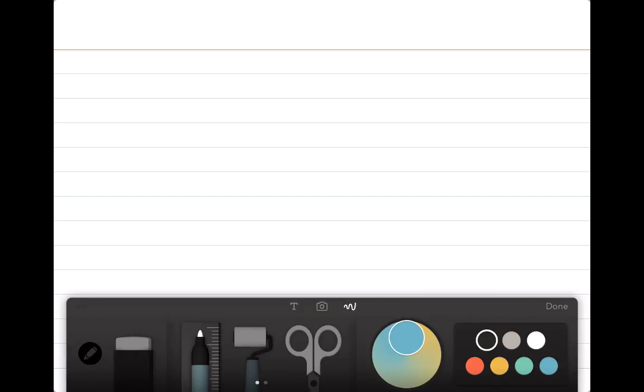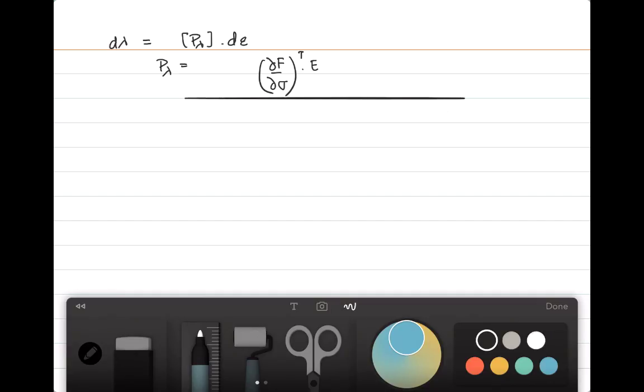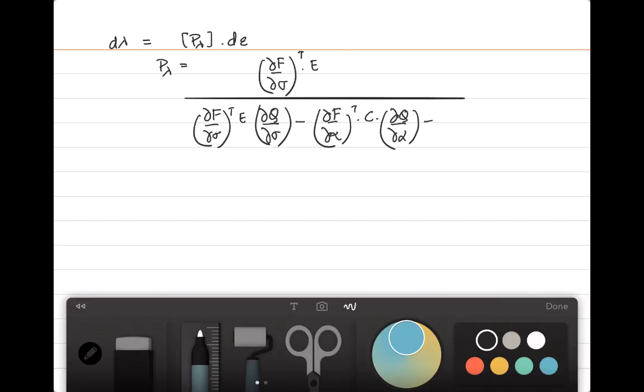Once we substitute everything, I can write it in very simple terms as d lambda, the plastic multiplier, equal to P lambda times the total strain increment, where P lambda can be written, in a very complicated way, as ∂F/∂sigma transpose times the elastic modulus, divided by ∂F/∂sigma transpose E with the flow rule ∂Q/∂sigma, minus ∂F/∂alpha transpose C ∂Q/∂alpha, minus ∂F/∂Wp sigma transpose ∂Q/∂sigma. So that's the definition of the P lambda, which is a row matrix.